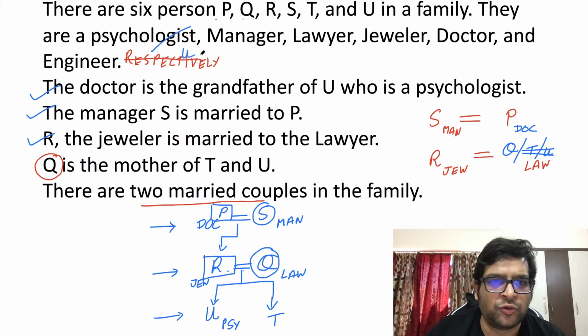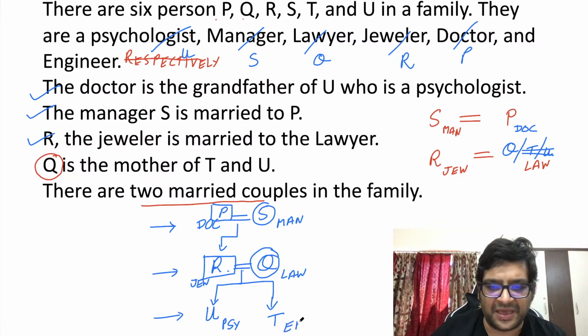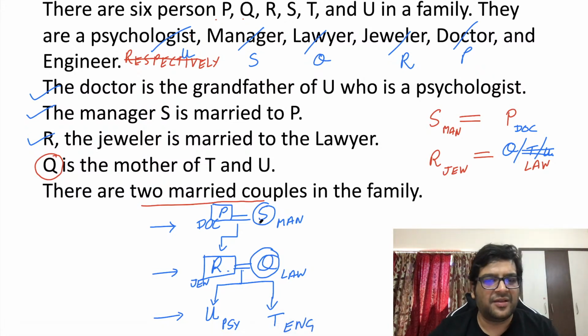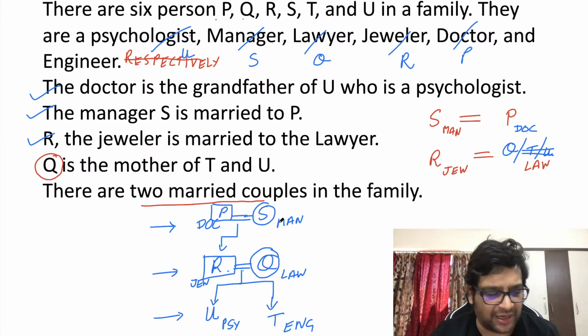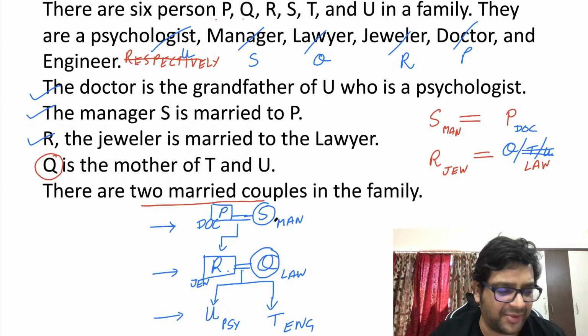Psychologist is U. Manager is S. Lawyer is Q. Jeweler is R. Doctor is P. Only engineer is left. So T is going to be the engineer. So this is what my final diagram is going to look like.